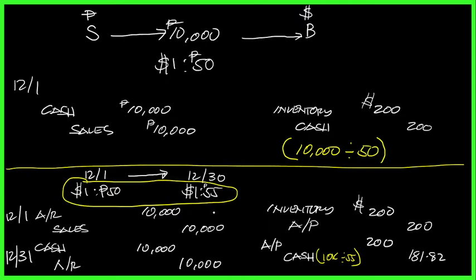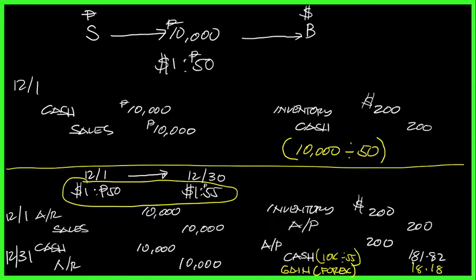From 1:50, it became 1:55. So the dollar became stronger against the peso. The value of the dollar went up. In this case, this buyer will now pay less than $200. He will just pay $181.82, and the difference will be your gain, or simply your forex gain. Forex gain amounting to the difference, 200 minus 181.82, is $18.18.